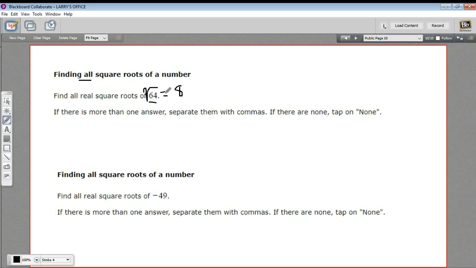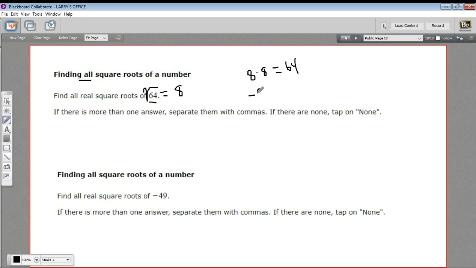The square root is the opposite of squaring. It undoes squaring. And of course, 8 times 8, that's 8 squared, equals 64. So 8 is the answer, or maybe an answer. But there's another way to get here.